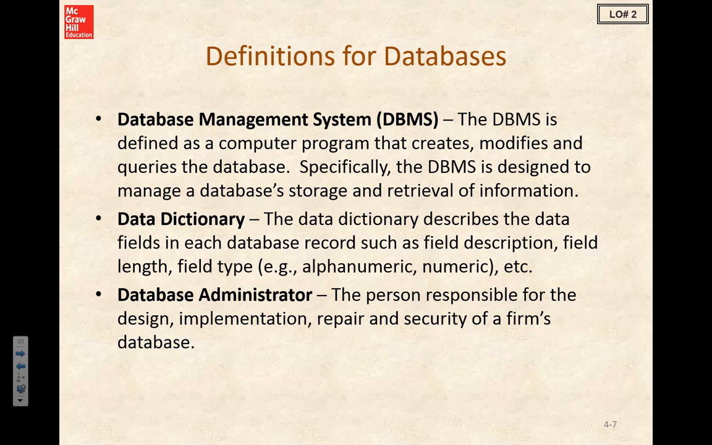So just to get us started, let's take a look at some definitions for databases. We've got a database management system, which is defined as the computer program that creates, modifies, and queries the database. Specifically, the DBMS is designed to manage a database's storage and retrieval of information. We've also got a data dictionary. The data dictionary describes the data fields in each database record, such as field description, field length, and field type. Example, is it alphanumeric or is it numeric?